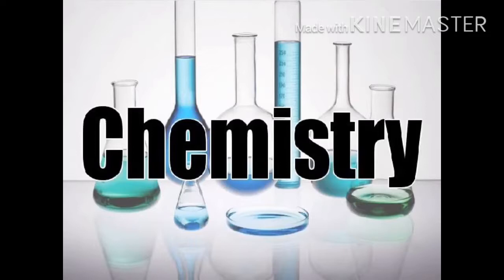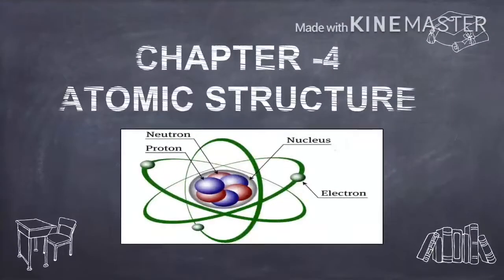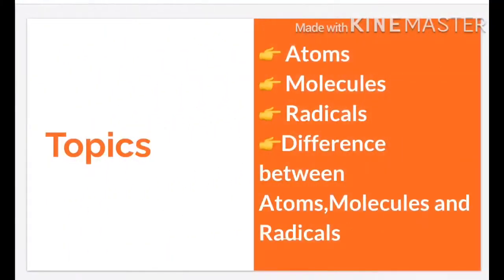Today we are going to start our new chapter, that is chapter number 4, atomic structure. And in this chapter today we are going to study atoms, molecules, radicals, then the difference between atoms, molecules and radicals. So let's start with atoms.